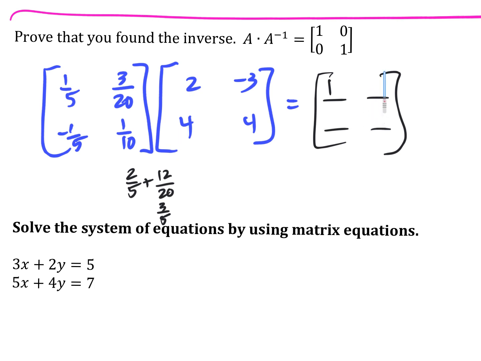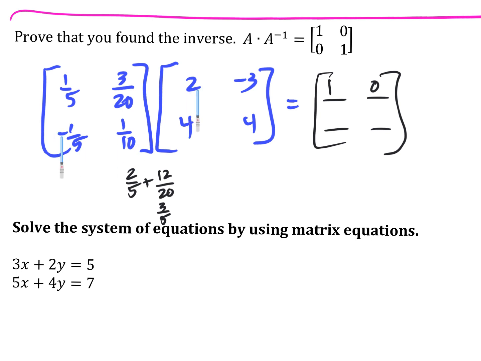This one here is top row, right column. -3/5 plus 12/20. Before we said 12/20 was 3/5. So what's -3/5 plus 3/5? Zero. I like that a lot. Bottom row, left column.